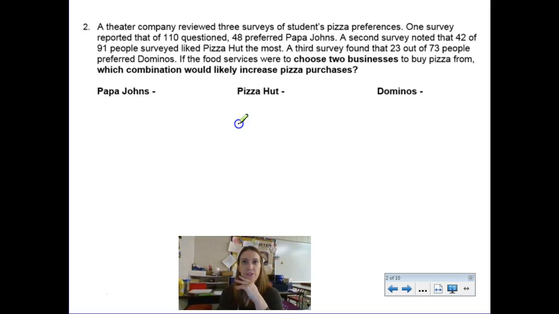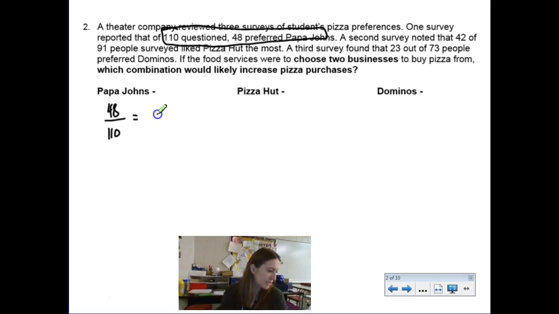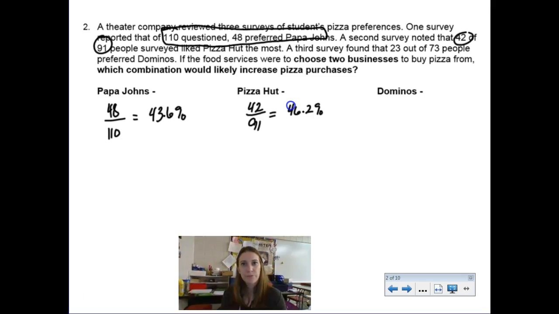And this question, yeah, there's a little bit of reading, guys, but you just got to compare the ratios. So Papa John's is 48 out of 110. So what I need you to do is take 48 yeses out of 110 total surveys and figure out the percentage. So that's roughly 43.6%. So for Pizza Hut, that was 42 out of 91. So 42 yeses out of 91 surveys gives us approximately 46.2%. And then Domino's is 23 out of 73. So that's 31.5%, roughly.